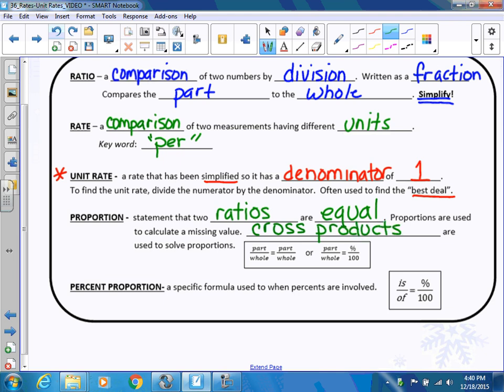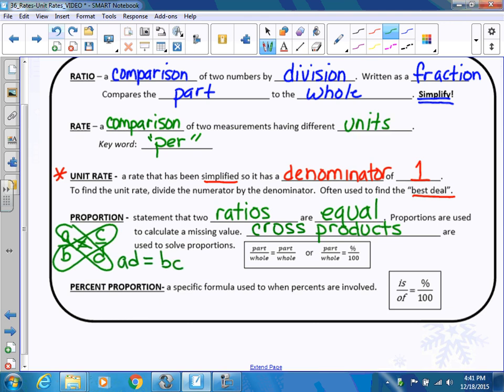to solve proportions. So if we look at it, we've got part to whole comparing to part to whole, or part to whole with percent over 100, because a percent is part of 100. And when I say cross products, and you'll need to write this down, if I have a ratio A over B equal to C over D, I can multiply A times D and then multiply B times C, and it's going to be equal.